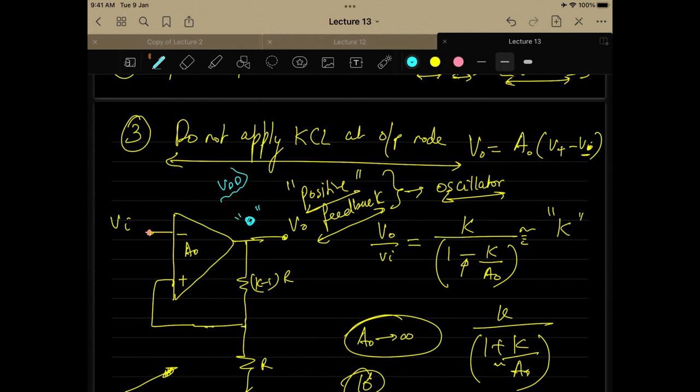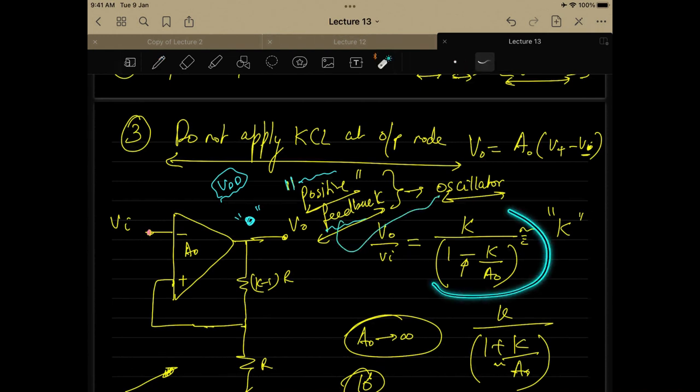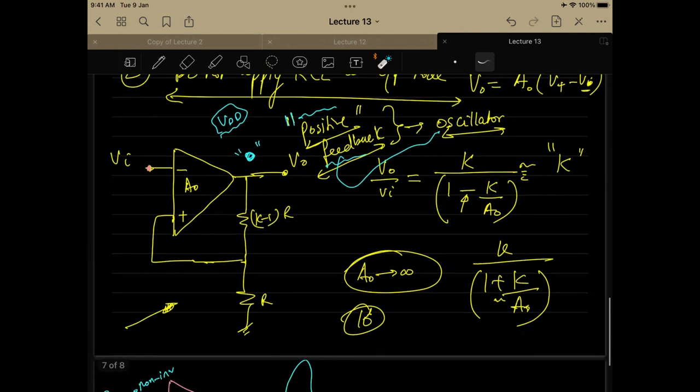So that's why this is basically a positive feedback and we use it in oscillators. That's why this particular circuit will not work. Though it is written as K over 1 minus K by A0 and its value is K, mathematically it is okay, but practically it is not feasible because your output will either shoot to VDD or it can go to ground and it will not be stable. Okay, any questions?